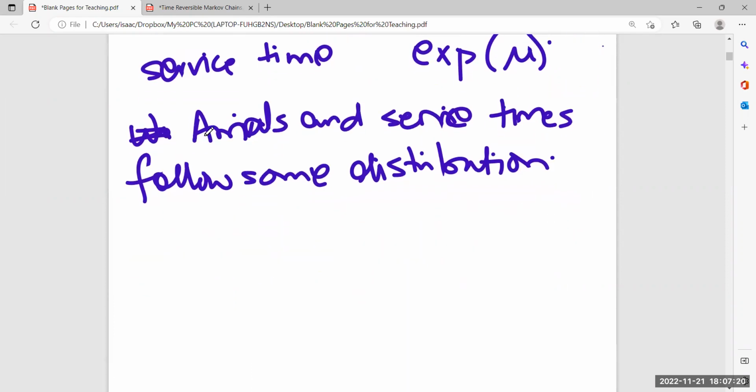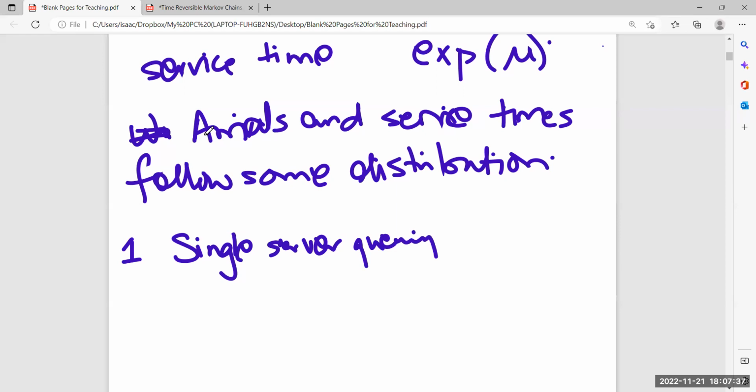So the first type that we are going to look at in the course is a single server queuing system. A single server queuing system simply means you have one server and one line, right?